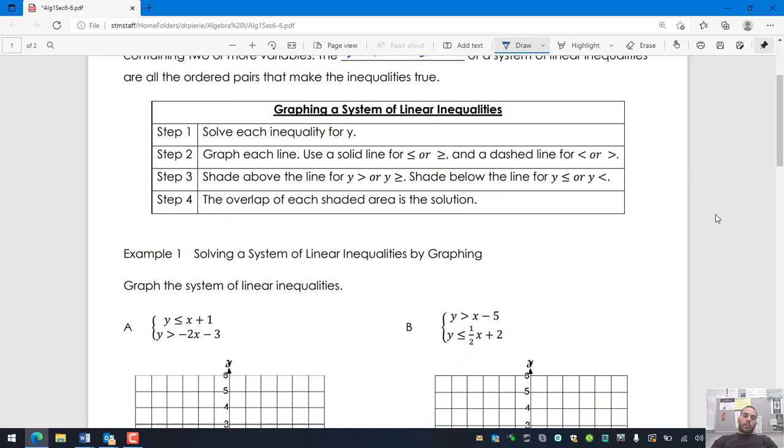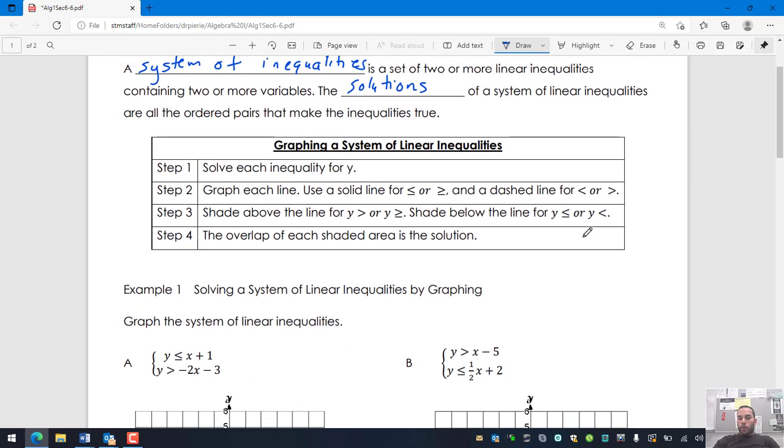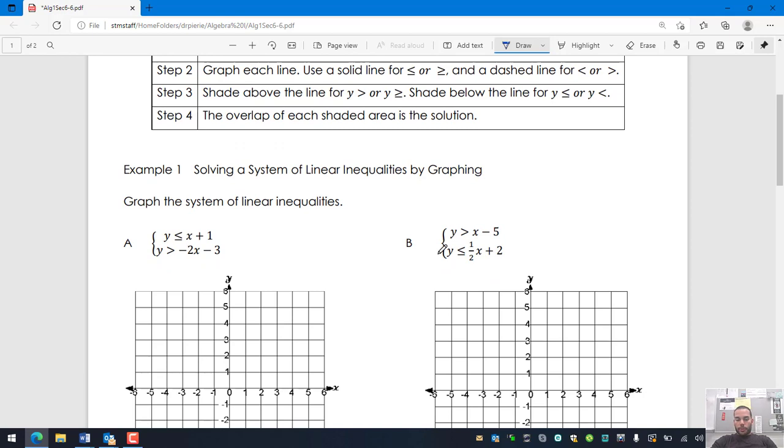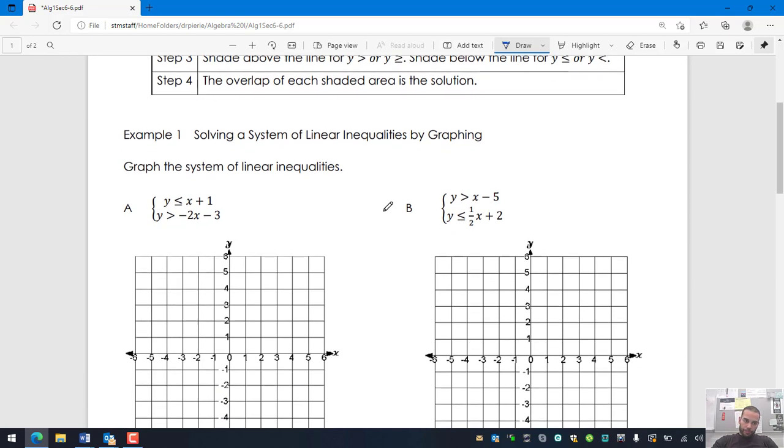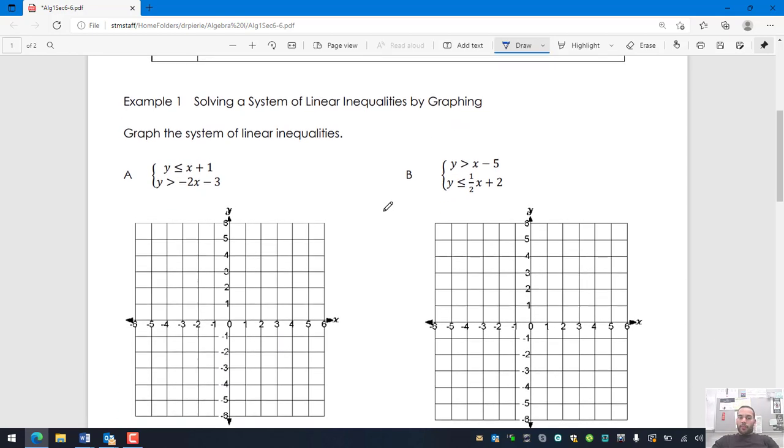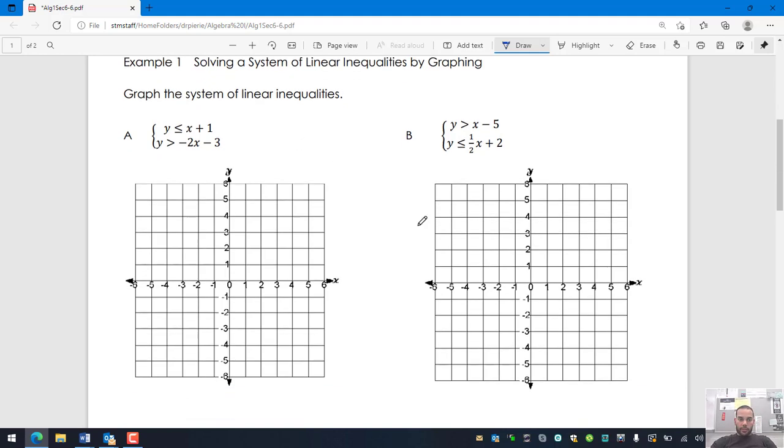Okay, so basically it's the exact same thing we talked about in section 5.6, but we're doing two different linear inequalities on the same grid. And our answer is going to be the overlap between the shaded areas. Okay, so let's just cross through some examples, and I think it'll start to make more sense. Something I might advise doing here is it might be useful to have multiple colors, and you'll see why in a second.